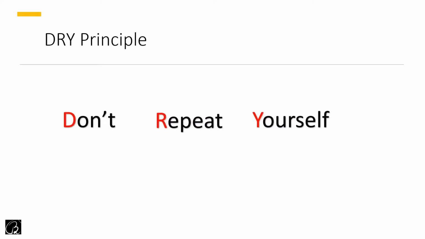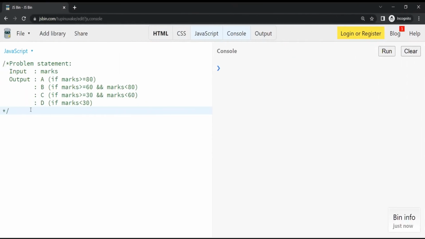If you want to become a normal or mediocre developer, then it's fine. But if you want to become a good developer, then you should follow this principle. Do not repeat yourself. Let me give you one example so that you can understand what the DRY principle says. Let's say we have a problem statement, something like this, which we have already seen in the previous video, where I will give you marks as an input. You will give me the output as grade based on the following conditions.